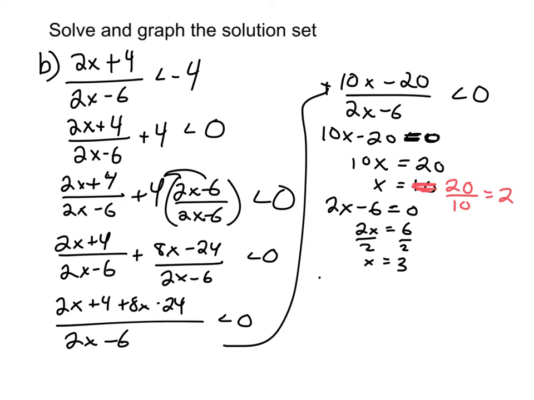Okay, so let me draw my number line now. So here's 0, 1, 2, 3. Let me go ahead and extend my number line a little bit. 4. Okay? All right, so at x equals 2, I have an open circle. And why is that? It's because this must be strictly less than 0, right? So there's no less than or equal to 0.